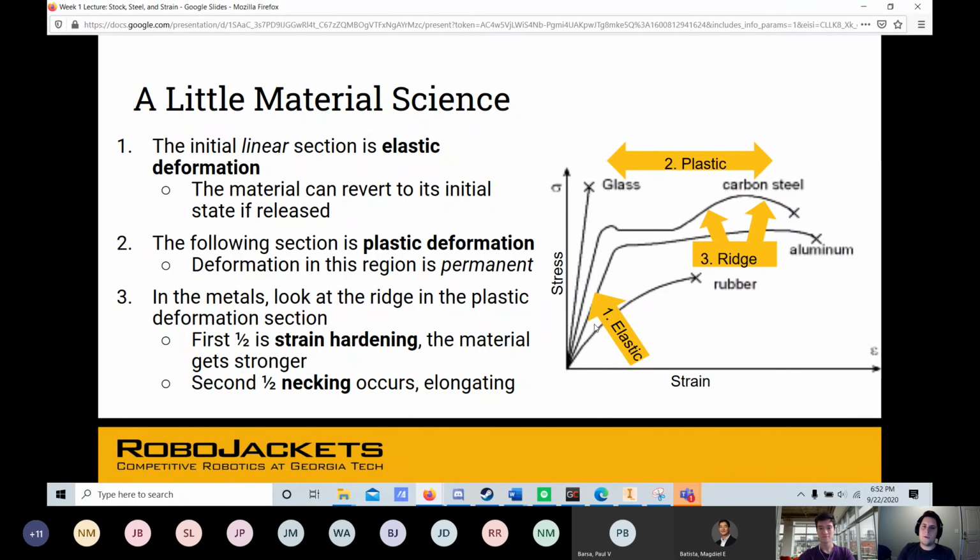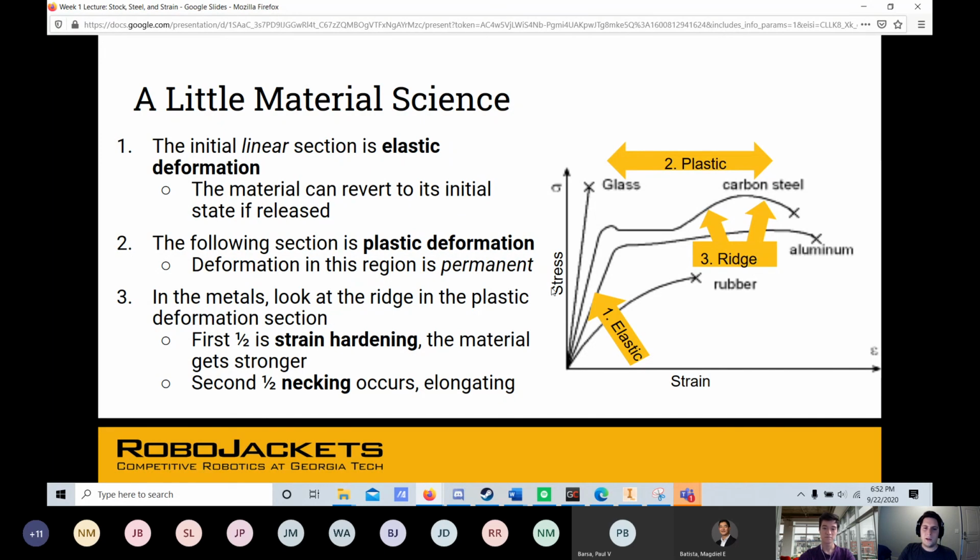In metals, we typically look at the ridge in the plastic deformation section in order to quantify it. For most materials that are metals, you'll get this little ridge over here. I think you guys can see my cursor. Essentially, wherever we stop getting that linear relationship is where we say it's plastically deforming. In the first half of the ridge, we have what is called strain hardening, just because the material gets harder itself before it can go back down. Then in the second part of the ridge is something called necking. I think we'll get into that in a little bit.